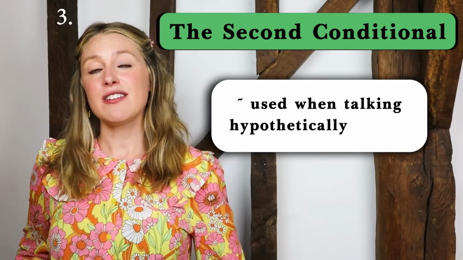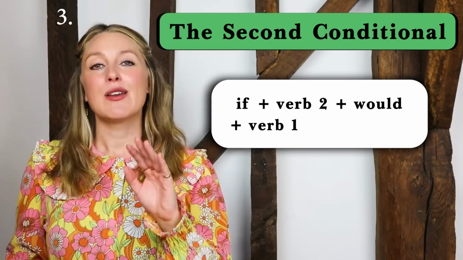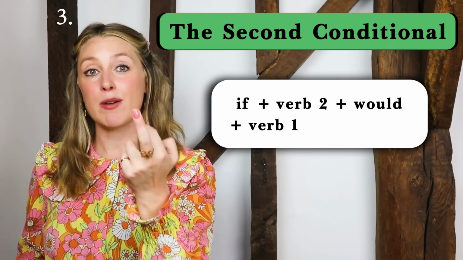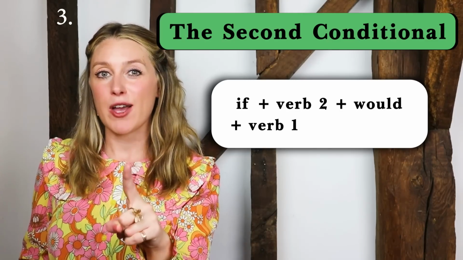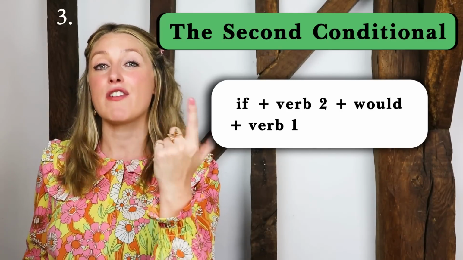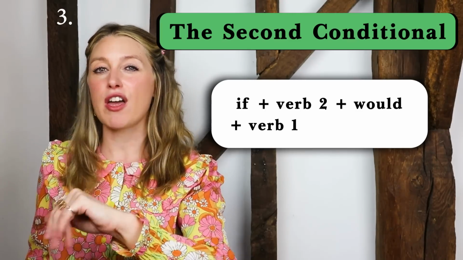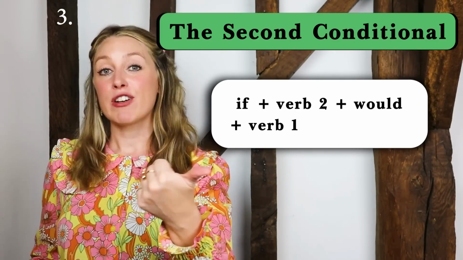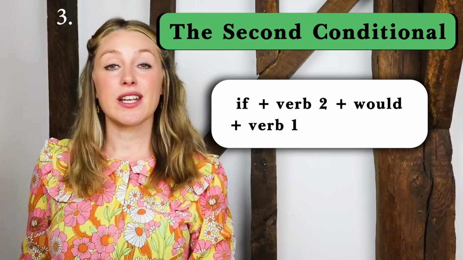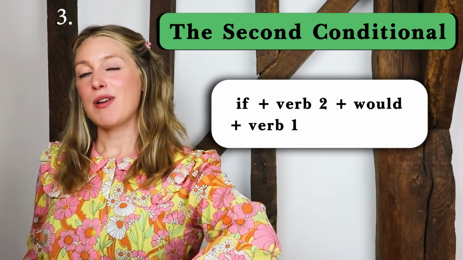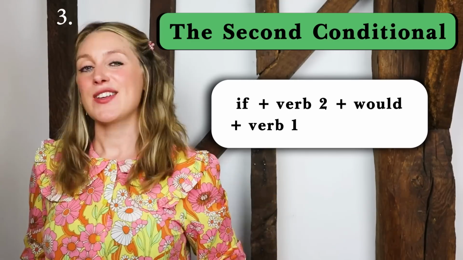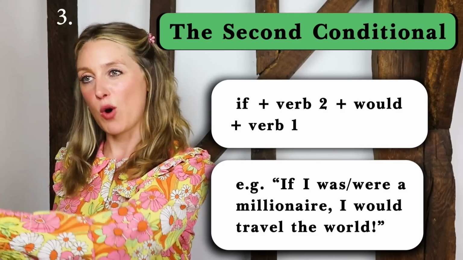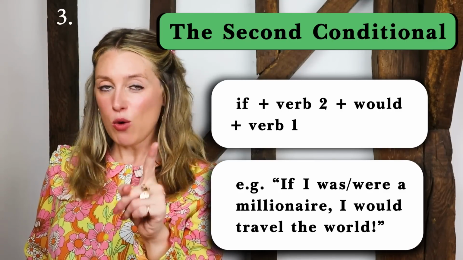So, the construction, if plus verb 2, which if you didn't already know how I teach grammar, I like to call them verb 1, verb 2, verb 3. So obviously the irregular verbs, it's very important to learn the verb 2 and the verb 3 for those. So the second and third form, for example, see, saw, seen, write, wrote, written, read, read, read. You get the idea. So we need if plus verb 2 plus would plus verb 1. So if I was a millionaire, I would travel the world. What would you do if you were a millionaire or if you won the lottery?